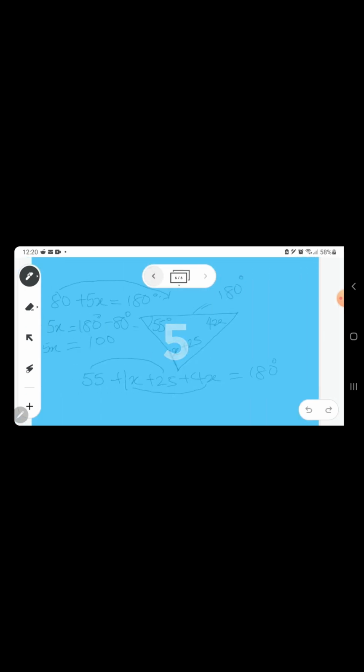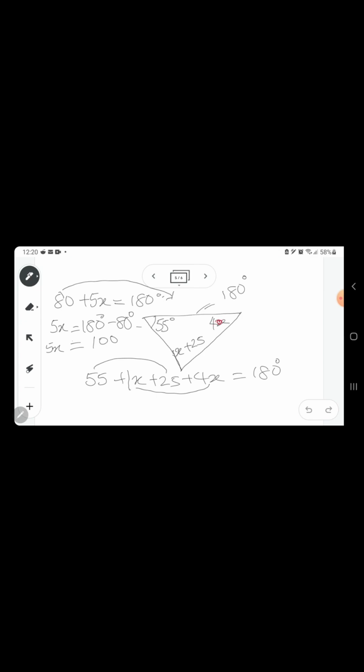Now let's go back to the question and see if it makes sense. 4 times 20 here is 80 degrees. 20 add 25 is 45 degrees. Now let's add the 3 of them together. 55, 80, 45. We know that 55 plus 45 is what? 100. 100 add 80 is what? 180 degrees. Hooray!